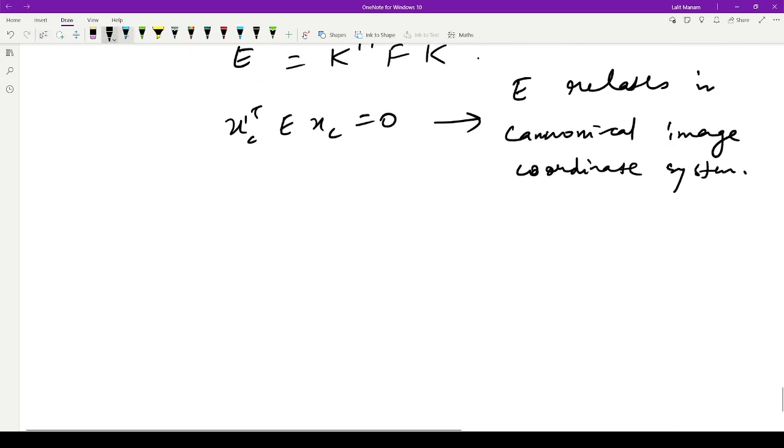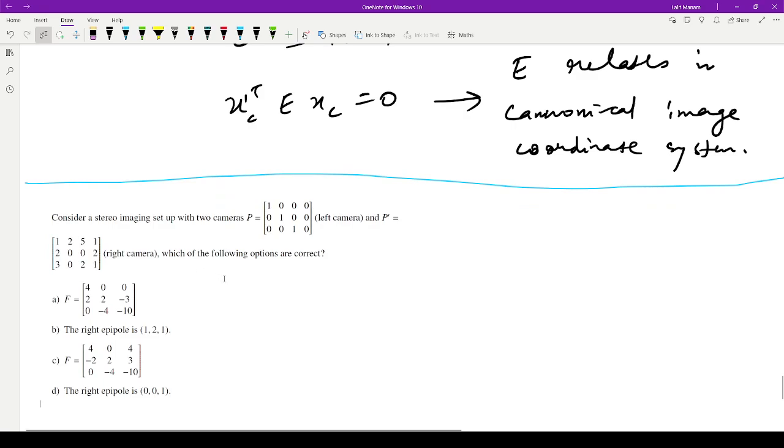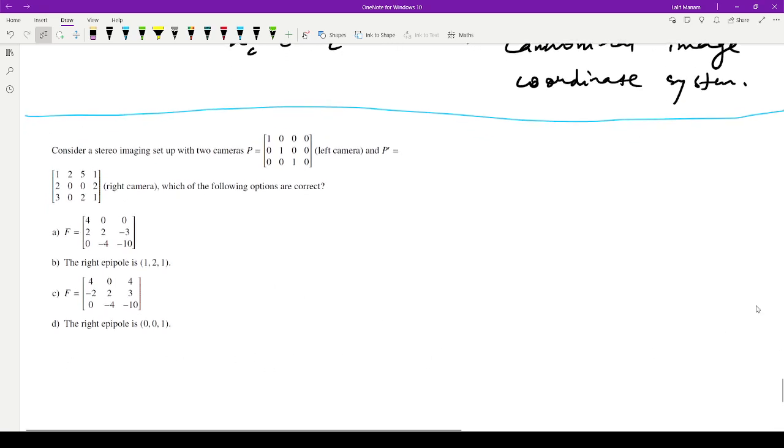Okay, on to the next question. I guess this one is a good one. Since we are in stereo lectures, we'll have questions from stereo. We are given a stereo imaging setup with two cameras, P and P prime. Which of the following options are correct?